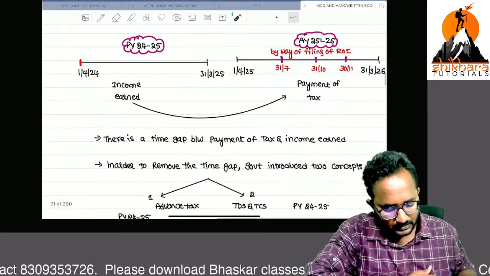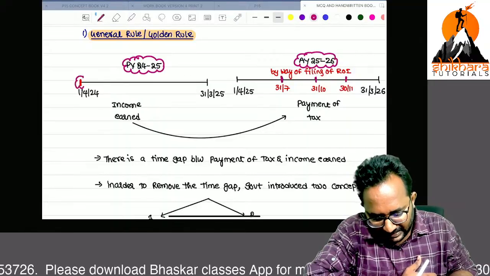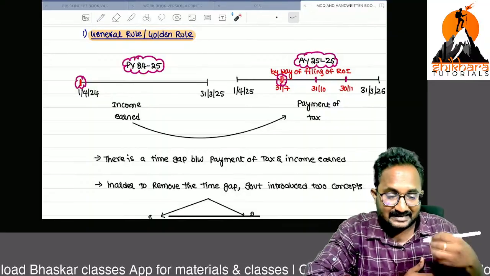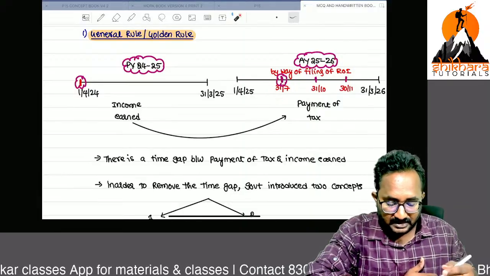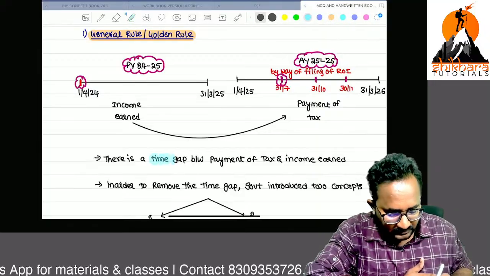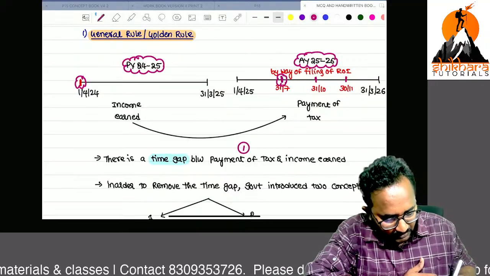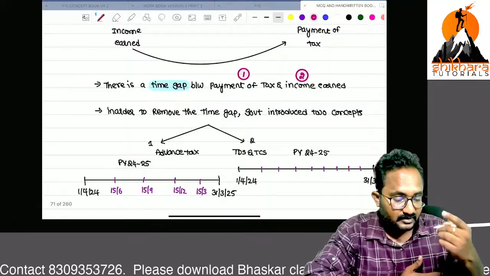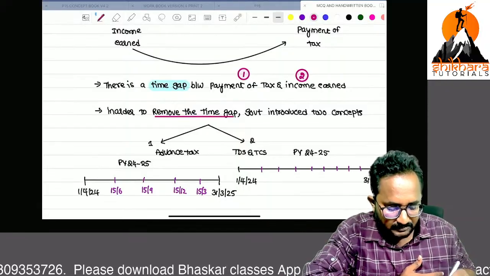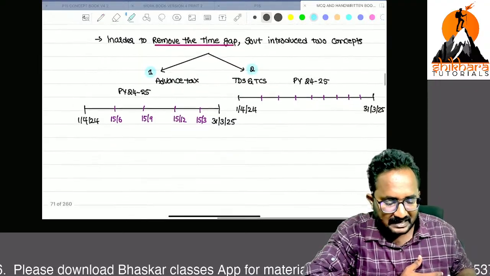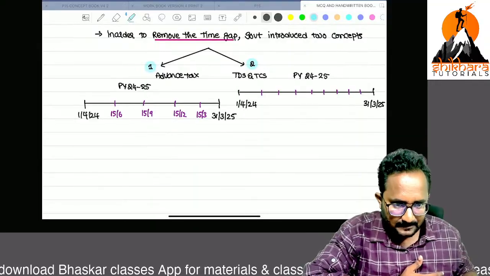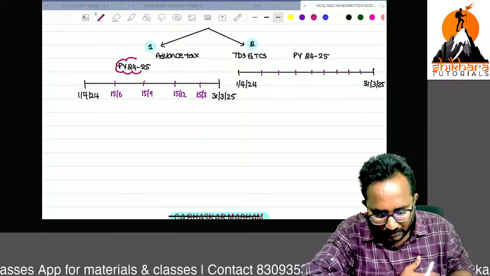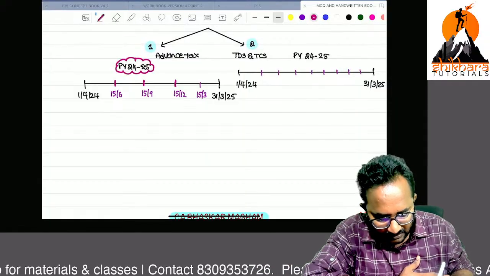But remember, if one fellow earned income on the first day of the previous year and paid the tax in the assessment year on 31st July, there is a huge time gap between the earning of income and the payment of tax. Because of this time gap, the department has a loss in terms of time value of money. In order to remove the time gap, the department introduced two mechanisms: one is advance tax and the second is TDS and TCS. During the previous year, you are required to pay advance tax generally in 4 installments. We can discuss it further.